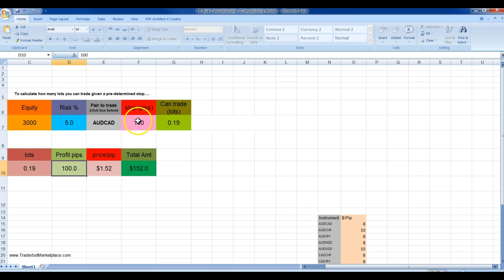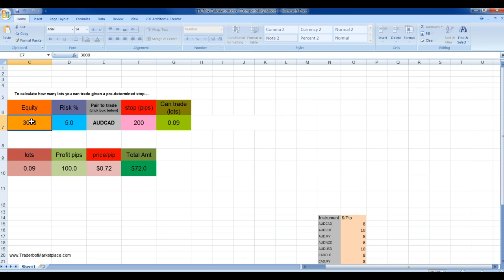If you want to use a big stop loss, say 200 pip stop loss, you still only risk 5%. Then you can trade 0.09. Go down here, 0.09. If you're going for 100 pips still, it's not 1-1, but you're worth 72 cents a pip. You can make $72.